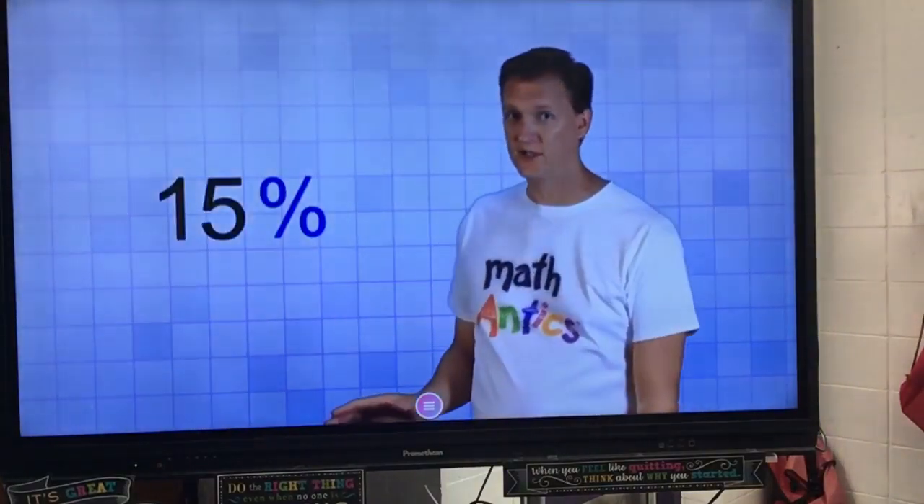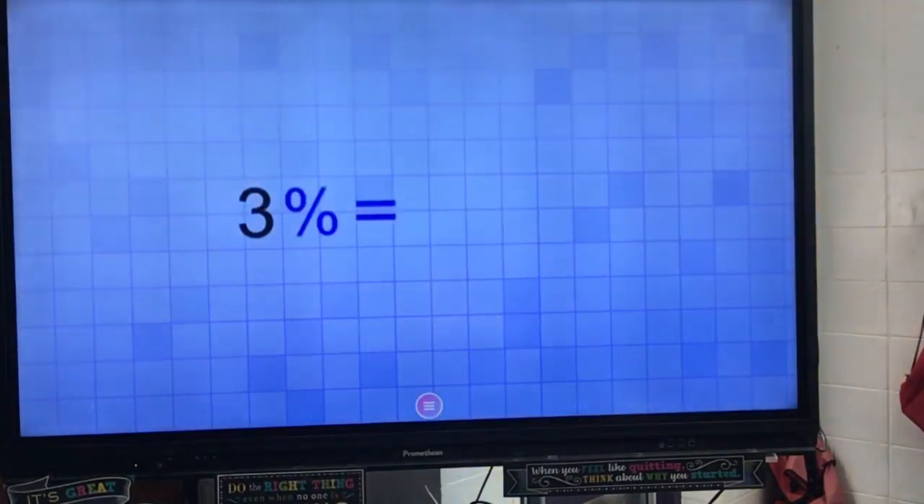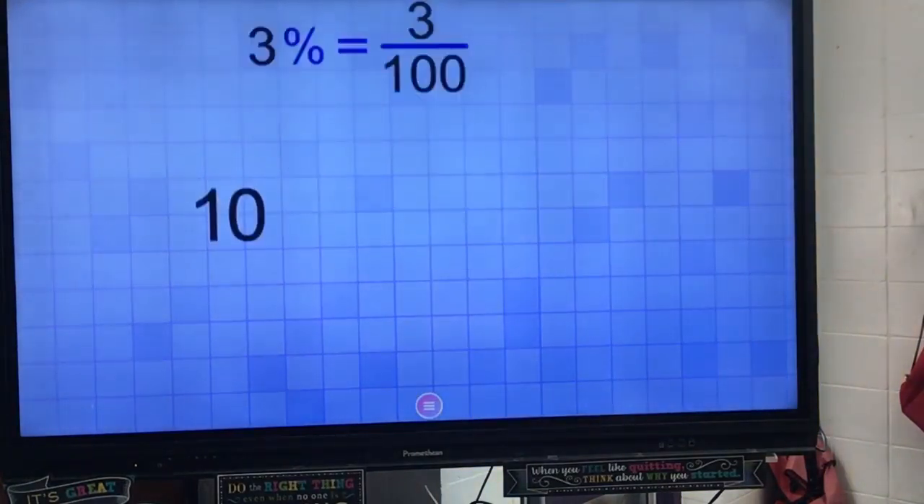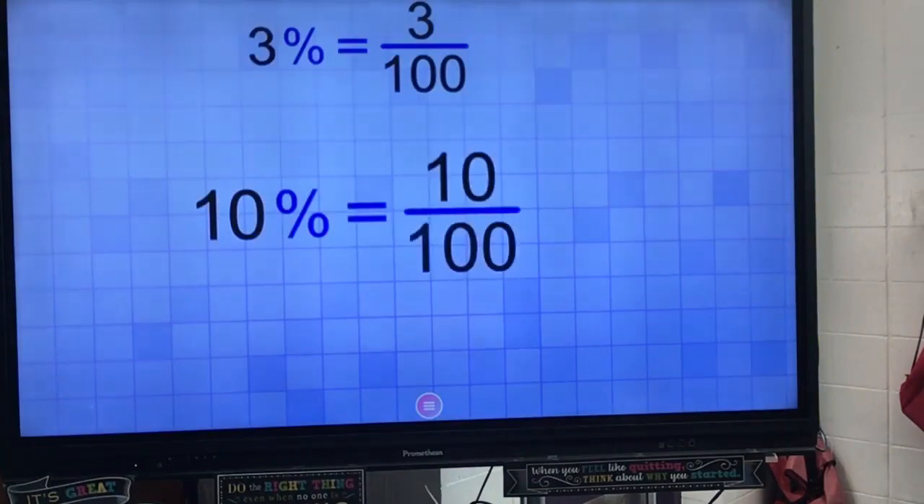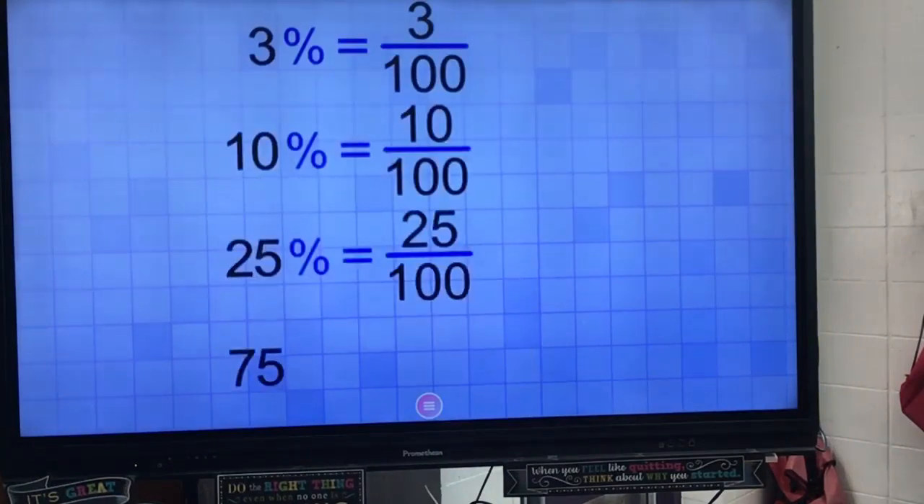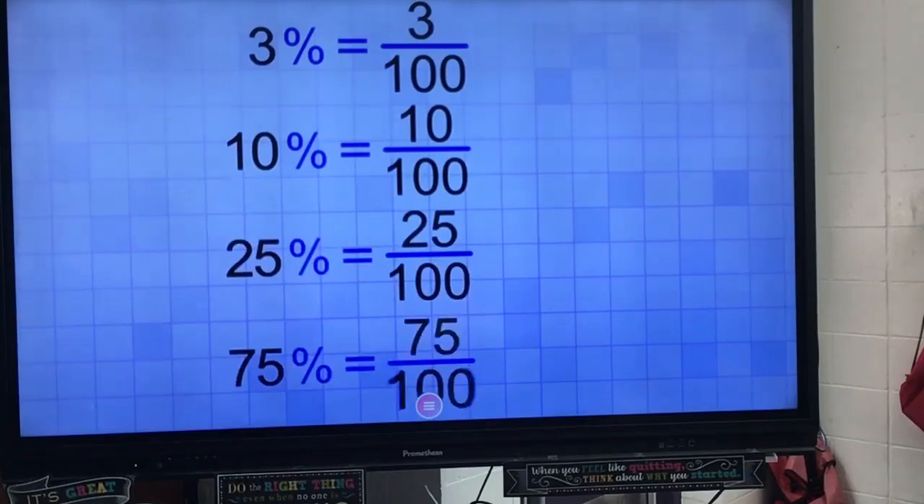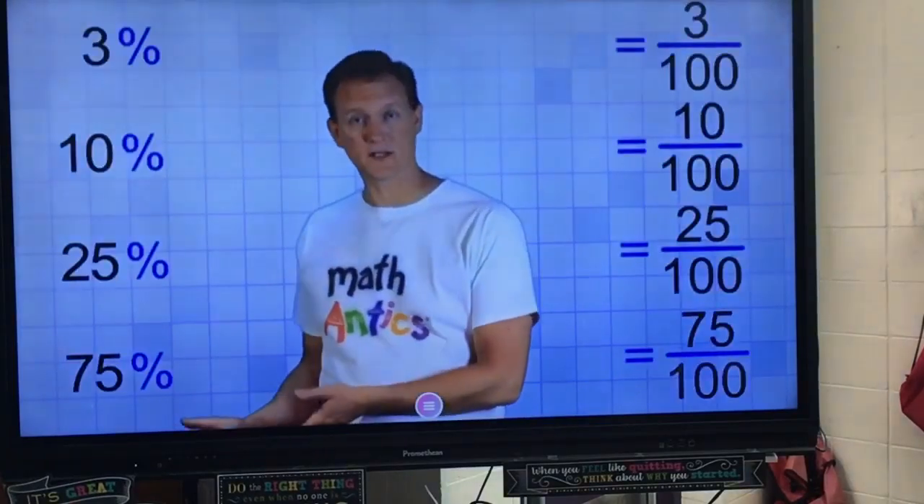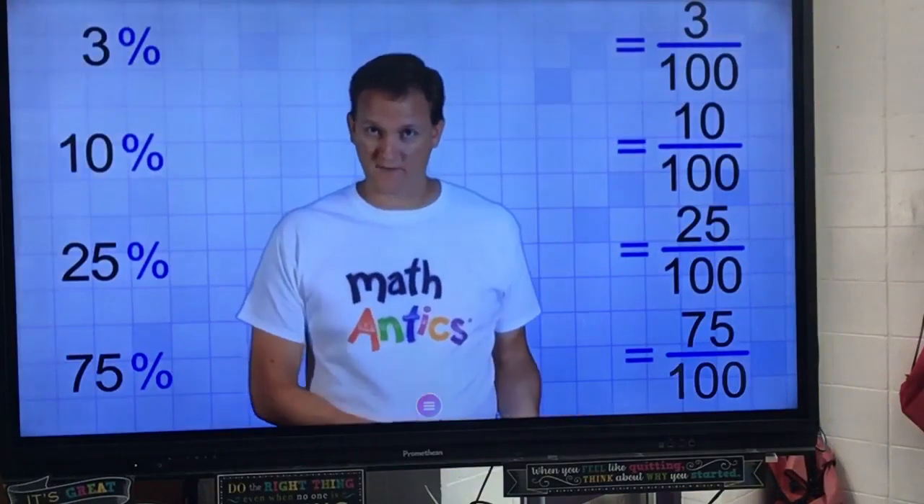All right then. So whenever you see a percent like this, you know it can be replaced with, or converted to, a fraction. Let's look at a few examples so you see the pattern. 3% means 3 over 100. 10% means 10 over 100. 25% means 25 over 100. And 75% means 75 over 100. These are percents, and these are the fractions that they stand for.